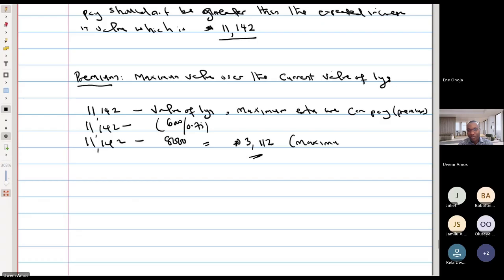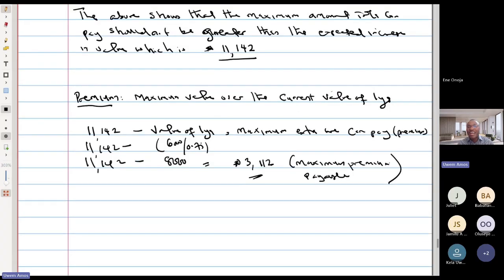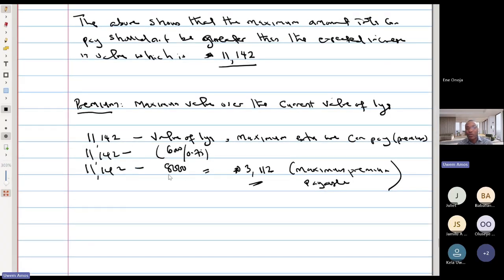Maximum premium payable. So when they are negotiating with IYA, they'll just tell IYA, see, you guys are worth 8,000 based on your market value. When you combine with Tola, we cannot pay you extra above your current value by 3,112. Because if we pay you your current value of 8,000 plus anything above 3,112, which takes us to 11,142, that business combination will not make any sense to Tola because you are paying more than the target company is worth.